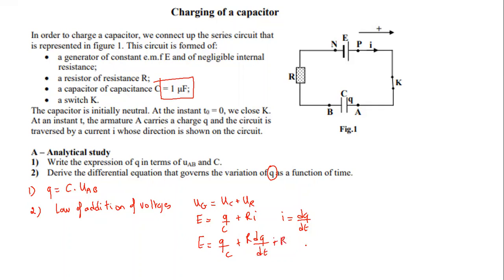We can divide by R, so we get dQ by dt plus Q over RC equals E over R. So this is the first order differential equation.